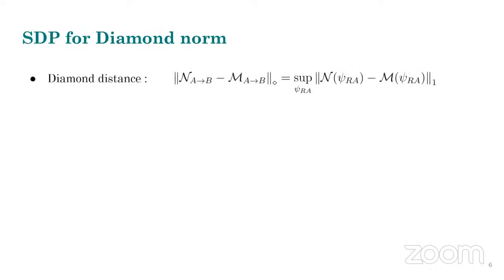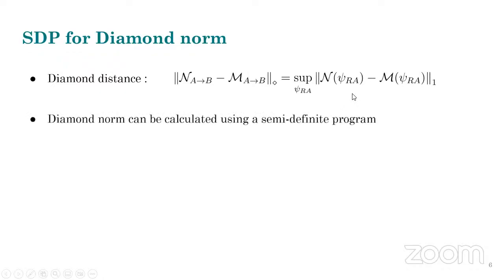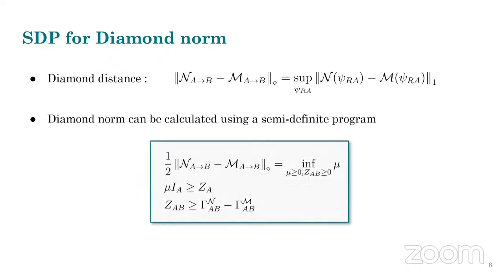So just a reminder about diamond norm. The diamond distance between two channels is defined as follows, where you optimize over some state psi and see the trace distance between the outputs. And this can be calculated using a semi-definite program, which looks like this.